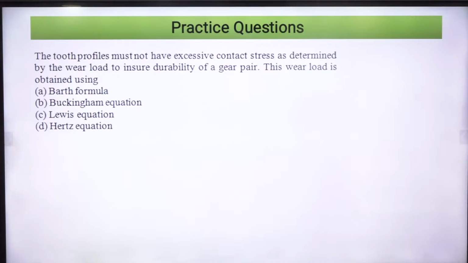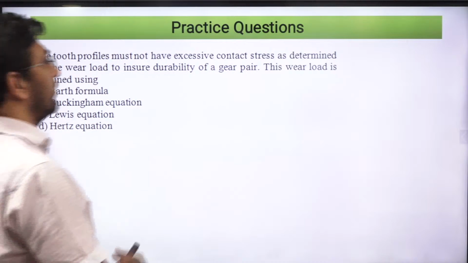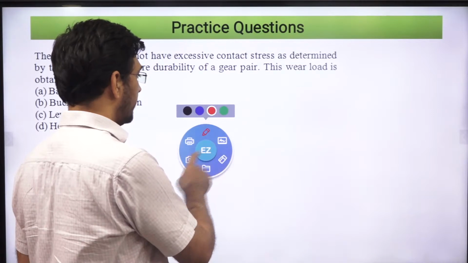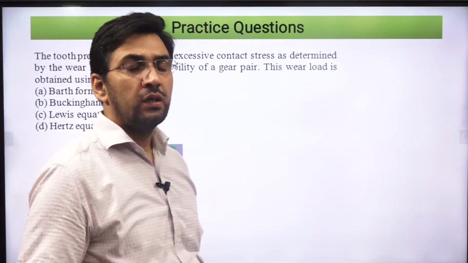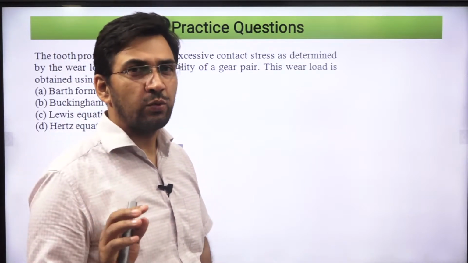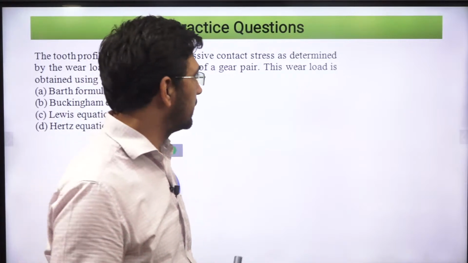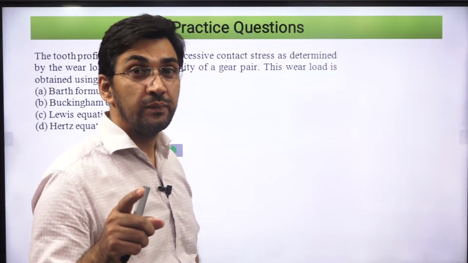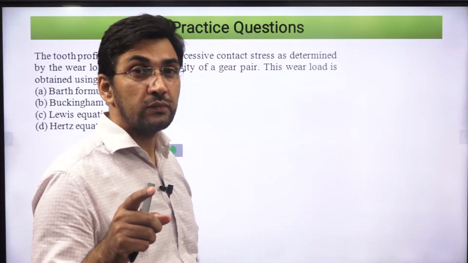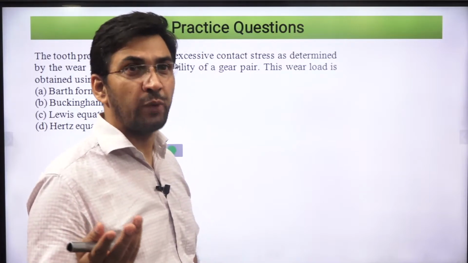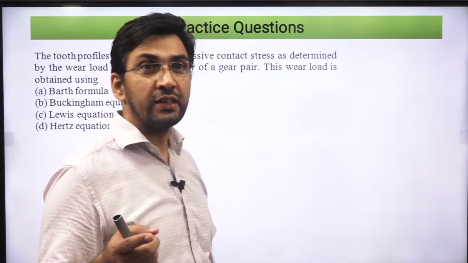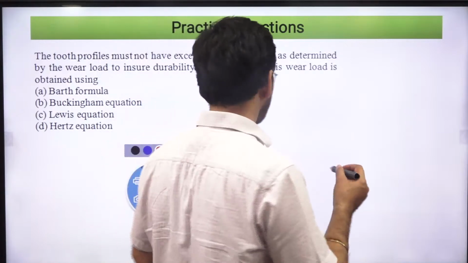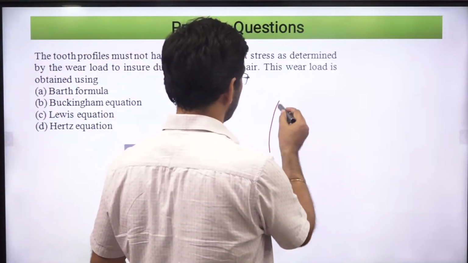Okay. So tooth profiles must not have excessive contact stresses. You know, we design the gears, and the very basic calculation that we talk about at your level is that one we design for the wear strength, the other one is what? Beam strength. Beam strength is for bending. Wear strength is the surface fatigue failure.